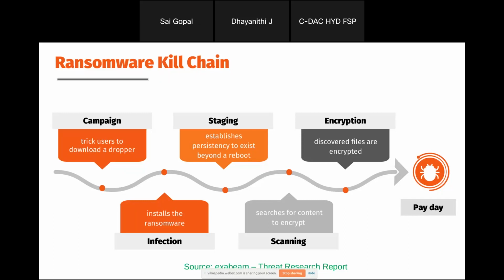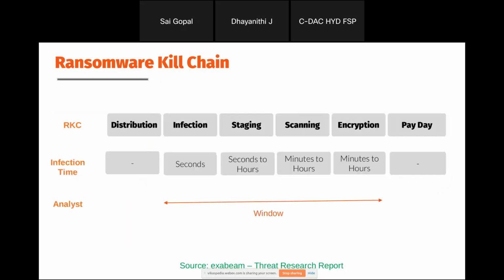The ransomware kill chain describes the stages that the ransomware will follow in order to infect a PC. In this slide, if you observe the first row, it represents the ransomware kill chain. We have distribution, infection, staging, scanning, encryption, and payday. The second row represents how much time is required to complete the particular stage. Distribution generally happens on the attacker side, so we did not mention any time.